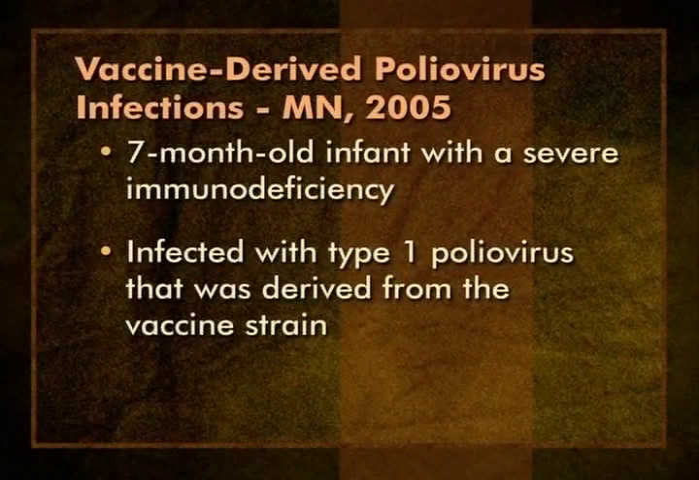Another OPV-related issue emerged in 2005. A 7-month-old infant with a severe immunodeficiency was found to be infected with a type 1 polio virus that was derived from the vaccine strain. The child was unvaccinated and lived in a community in Minnesota where many children and adults were unvaccinated.